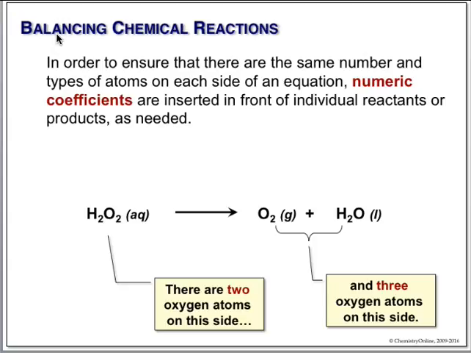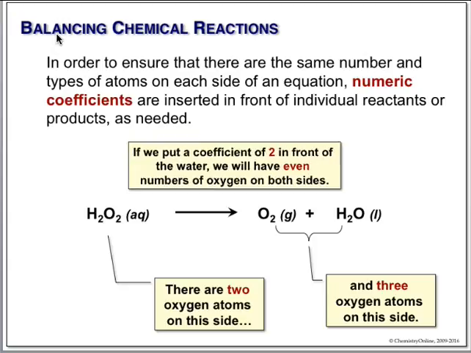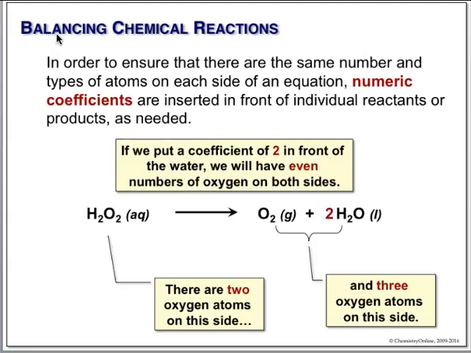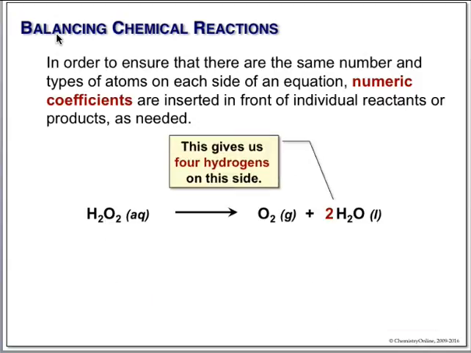Now, the simplest way to do it, since water only has 1 oxygen, would be to stick a coefficient of 2 in front of the water. When we do this, we now have 2 oxygens and 2 oxygens. They're different, but at least they're both even. Next, you want to see what you've done by sticking in this factor of 2. We have 4 hydrogens here, but we only have 2 on this side. So to fix that, we want to stick in a 2 in front of our peroxide.